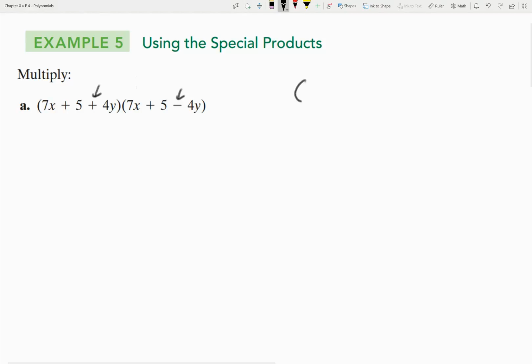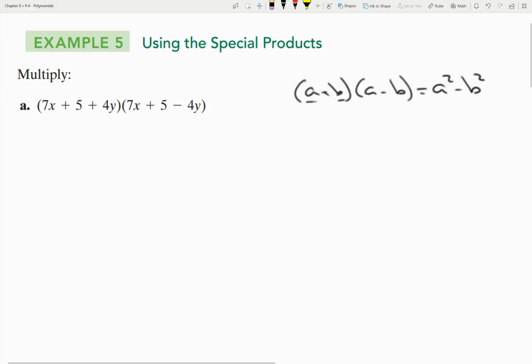We can use this technique, that a plus b times a minus b is a squared minus b squared. But what's the a and what's the b? Well, look carefully. These two are the same. These two are opposite. So the a in this case is 7x plus 5, whereas the b is 4y. All right, so let's try this out.